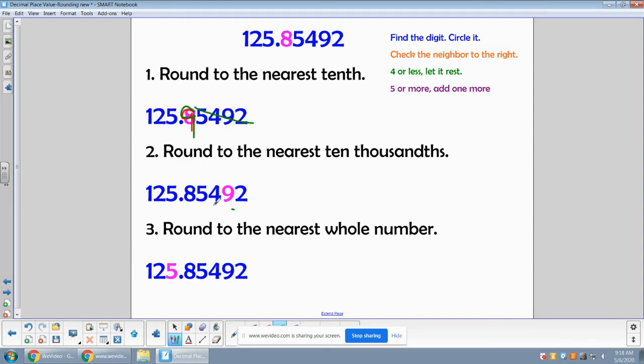How about this one, where we're going to round to the nearest 10,000th? Well, we're rounding to that 9. This 2 is not 5 or bigger, so we're going to just cross that off. So that would be your number rounded to the nearest 10,000th.